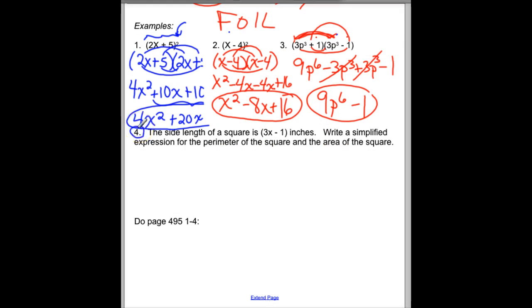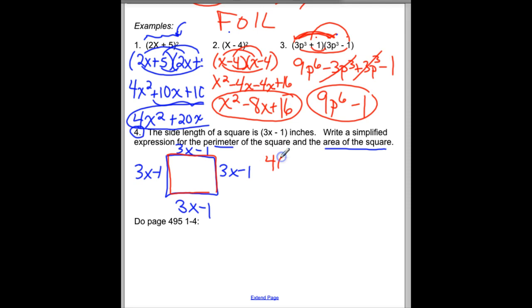So let's go do number 4. The length of a square is 3x minus 1. Because it's a square, all the lengths are 3x minus 1. To the left, to the right, top, bottom. Write a simplified expression for the perimeter and for the area. Well, for perimeter, that means all of these sides added together. But because they're all the same, I can really clean that up and say I have 4 sides, each of length 3x minus 1. I can distribute this in and call it 12x minus 4. That's an expression for the perimeter.